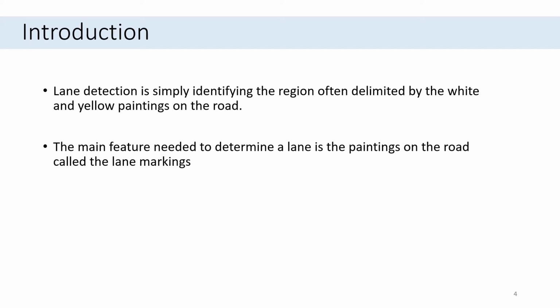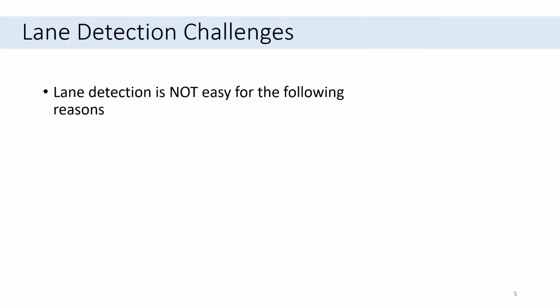So in general, lane detection is simply identifying the region, usually delimited by white and yellow paintings on the road. Therefore, the main features needed to detect lanes are the paintings on the road, which we call lane markings. In some cases, curbs and guardrails can also be considered as visual cues or features to determine lane boundaries.